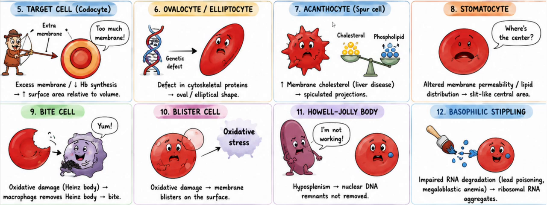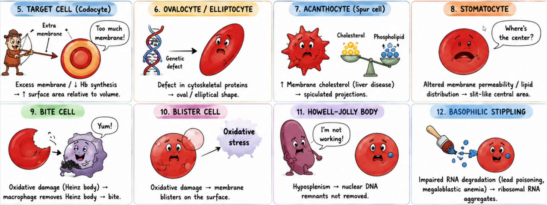So this results in spikes of the membrane, because the outer membrane becomes very rubbery because of the high cholesterol. The inner membrane has less cholesterol in it. So this results in these spikes coming out, and they are seen in liver diseases.